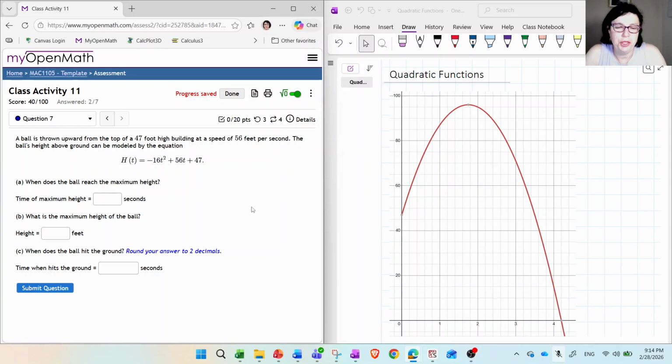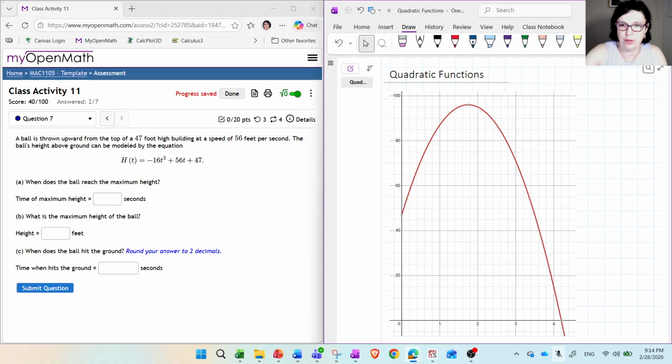Now, we as teachers hear a lot of times students complain about why we are studying all this algebra. It's so boring. What's the point? Well, here's an application problem for you. Imagine that you are throwing a ball upward from the top of a 47-foot high building.